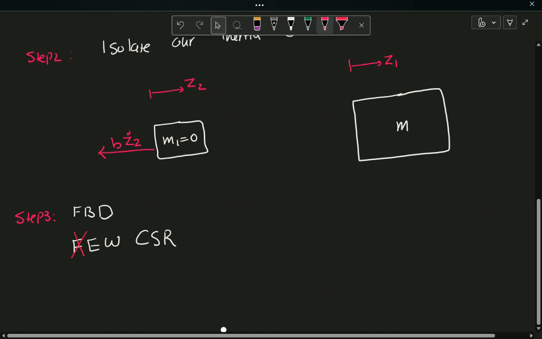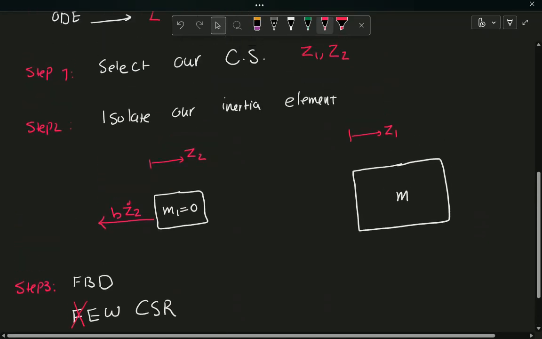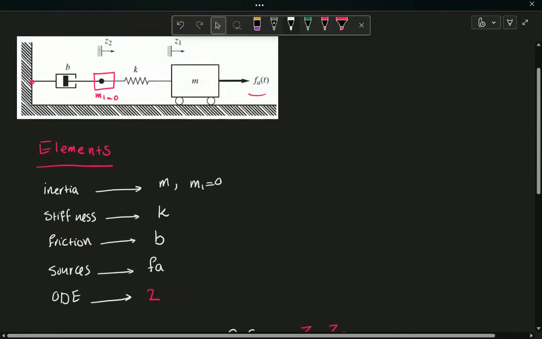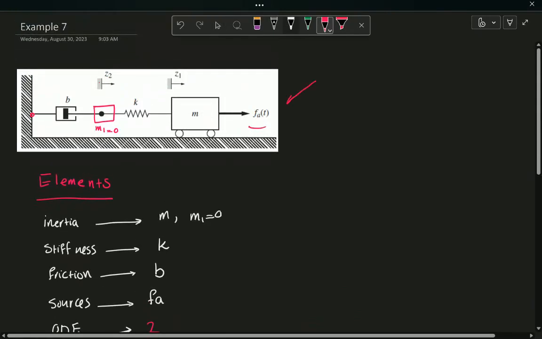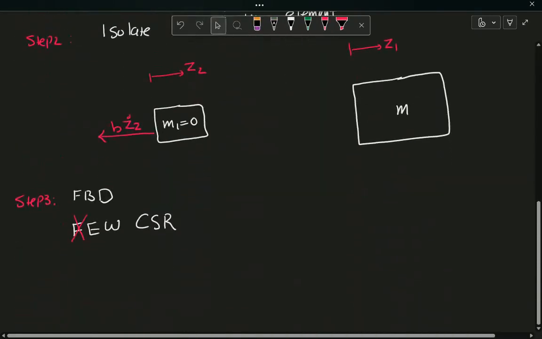So friction is done. Next one is the external force. This one is easy. If you look at the setup, you have only one external force, Fa, and the direction and magnitude of that force is given to you as well.